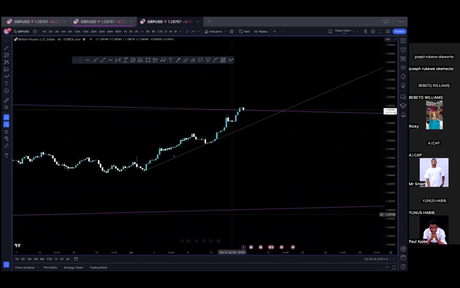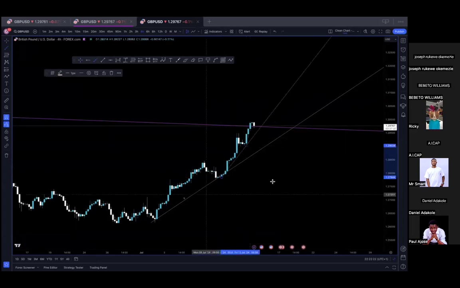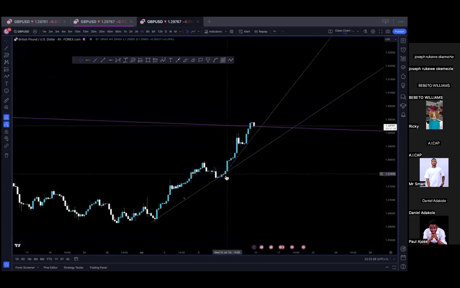So on the 4 hours time frame, I have another higher low. So what I do is I'm going to apply my trend line from here to this zone. So first point, second point.